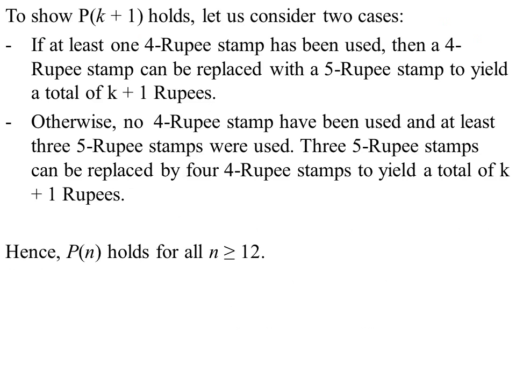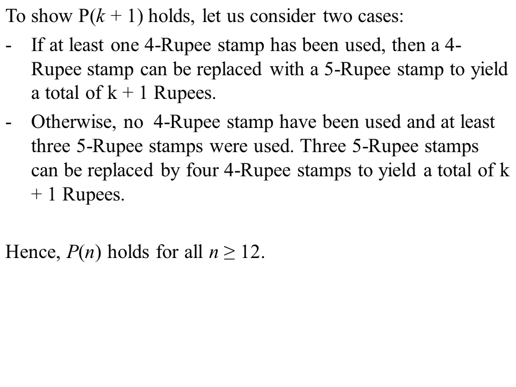By assuming the inductive hypothesis, that is, it holds for P of k, we have to show that it also holds for P of k plus 1. For this, we need to consider two cases. In the first case, if at least one 4 rupee stamp has been used, then a 4 rupee stamp can be replaced with a 5 rupee stamp to yield a total of k plus 1 rupees.